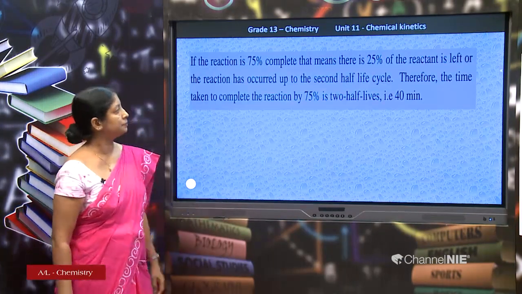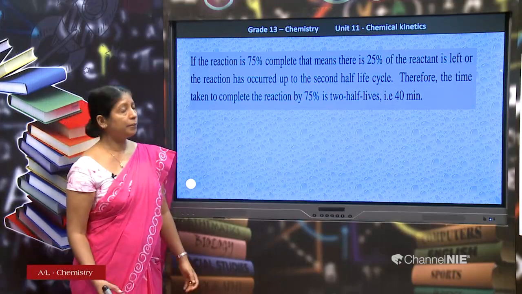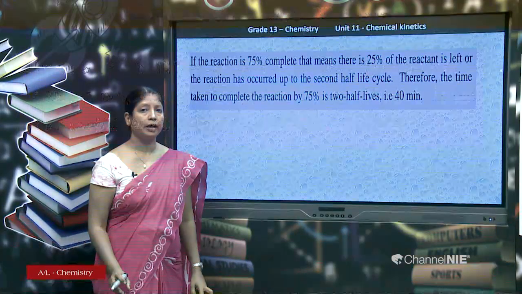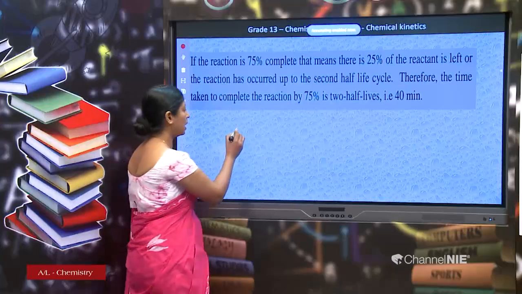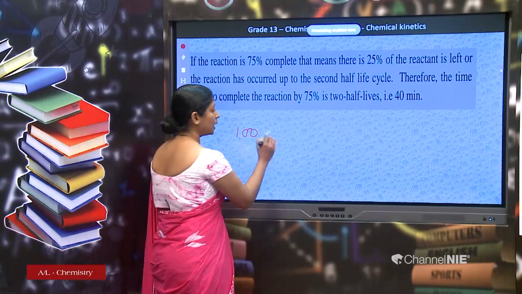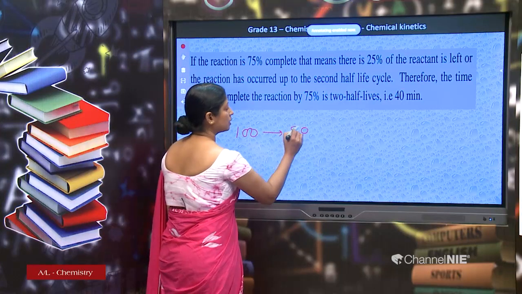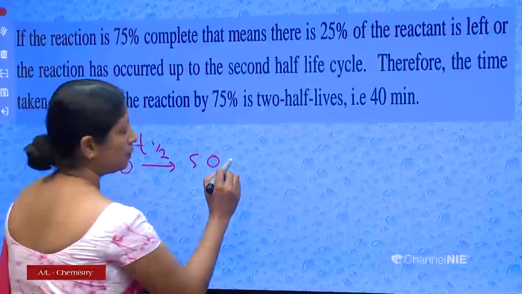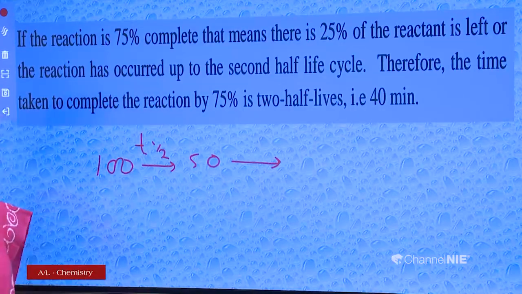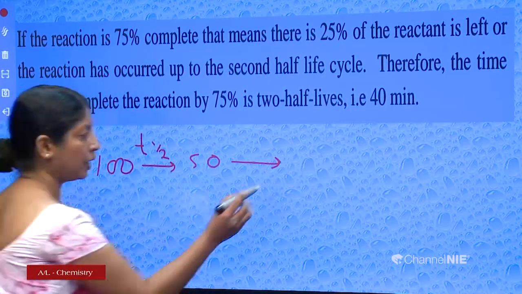Now, the second part: we need to complete the reaction by 75%. Then the remaining amount of reactant will be how much? The remaining amount of reactant will be 25. So, let us say the initial concentration is 100, half of that is 50. Then we have to spend 1 half-life. If the concentration is 50, half of that is 25.